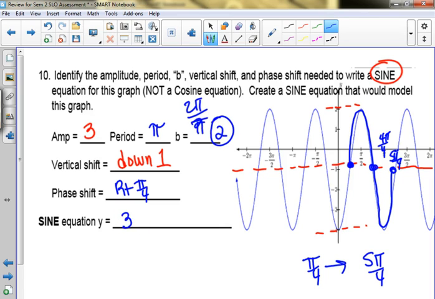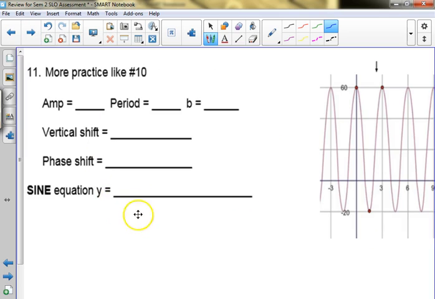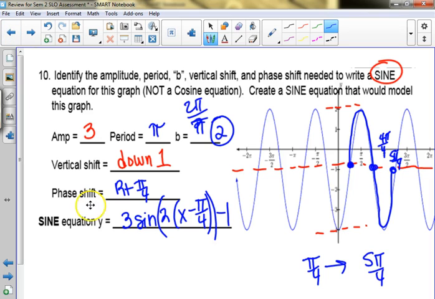So we'd have 3 sine 2 times x minus pi over 4, minus 1. Right. I have an extra practice on this tomorrow anyway, okay? So we will pick up there.